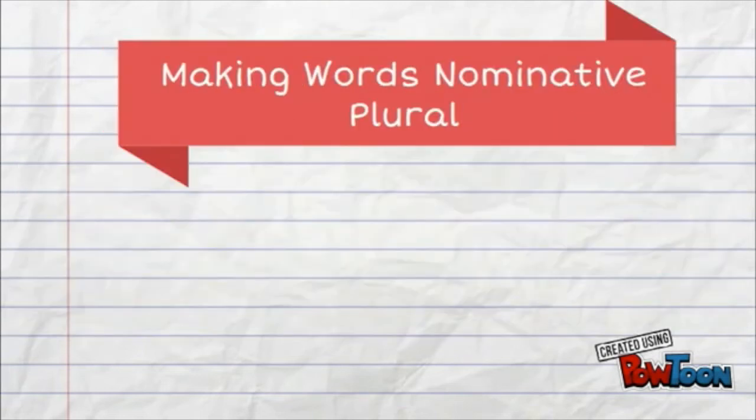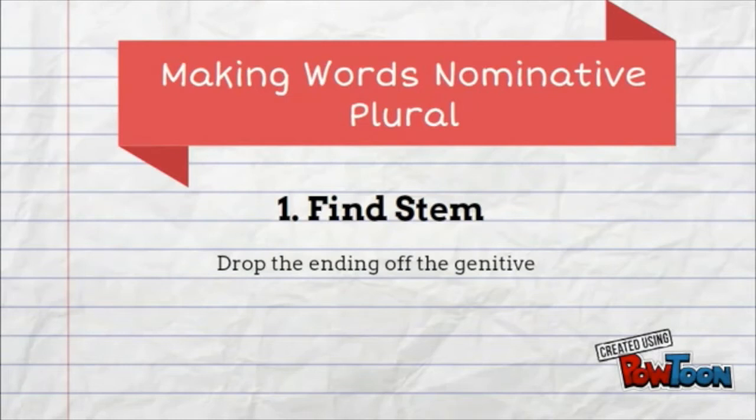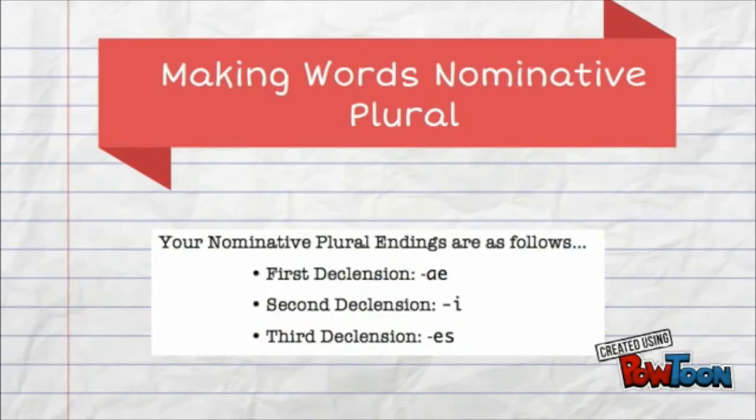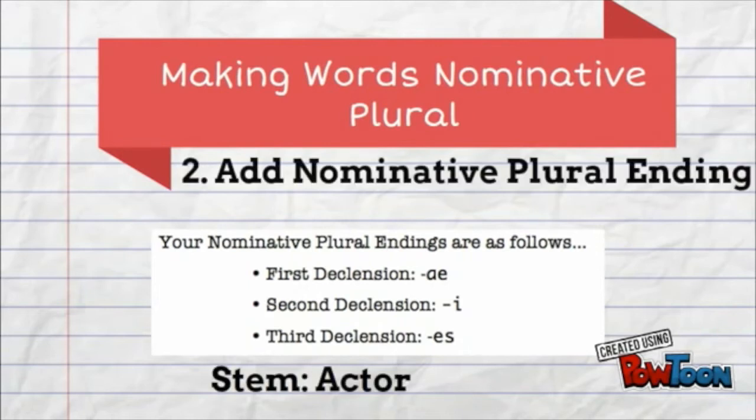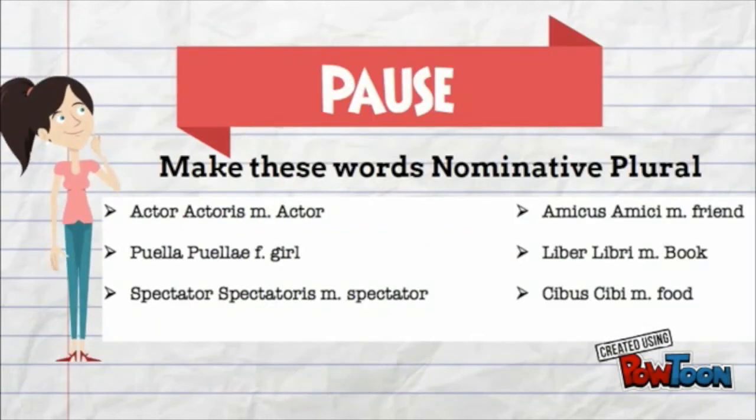Now let's talk about how to make words nominative plural. First thing you need to do is find the stem. You do that by dropping the ending off of the genitive, just like we learned in our dictionary entry notes. So for example, actor, actoris, drop off the IS, and my stem is actor. Now that I have my stem, I need to add on the correct nominative plural ending. So to do that, I need to know what declension a word is. I know that actor, actoris is third declension, so I'm going to add in an ES. That means that my nominative plural form of actor is actores. Go ahead, pause the video, and make all of these words nominative and plural.